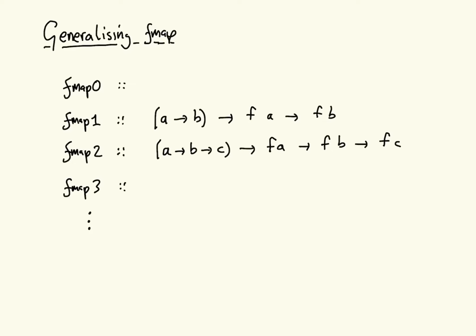And then we could play the same game with fmap3. We have an A to B to C to D. So here we have three arguments, A, B, and C, coming in, and one output, D. And then we take three data structures as input. We take an f of an A, we take an f of a B, and we take an f of a C, and out will come an f of D.